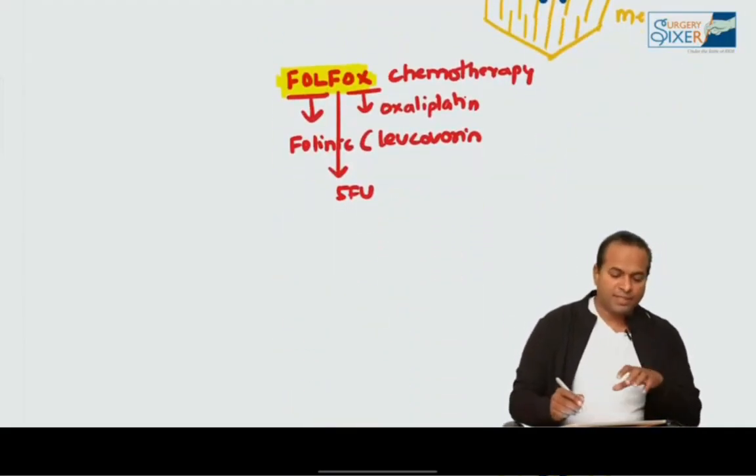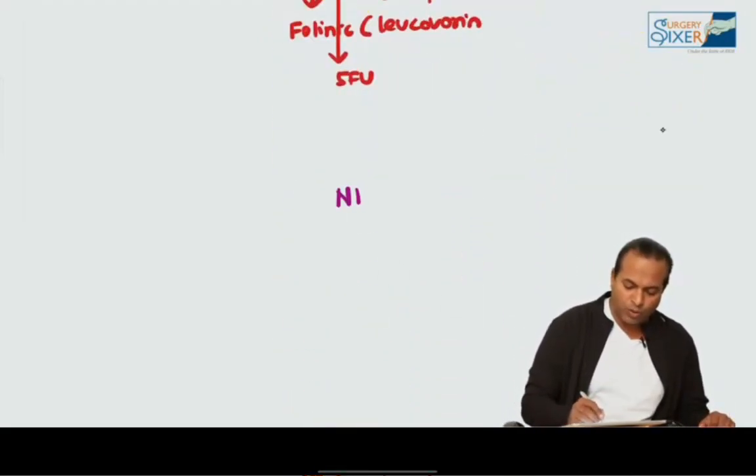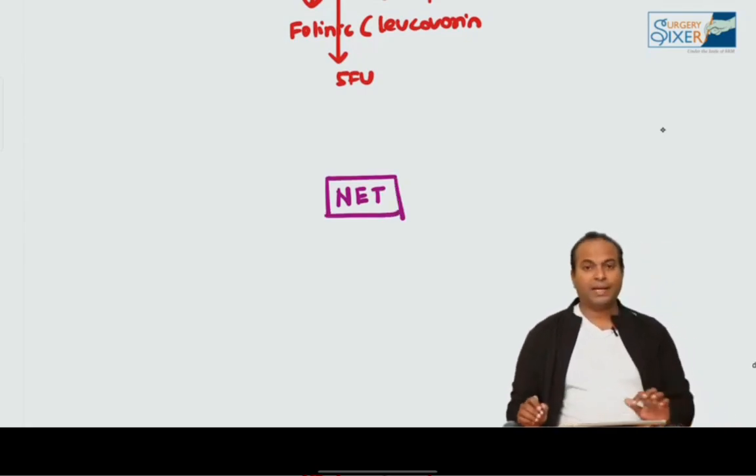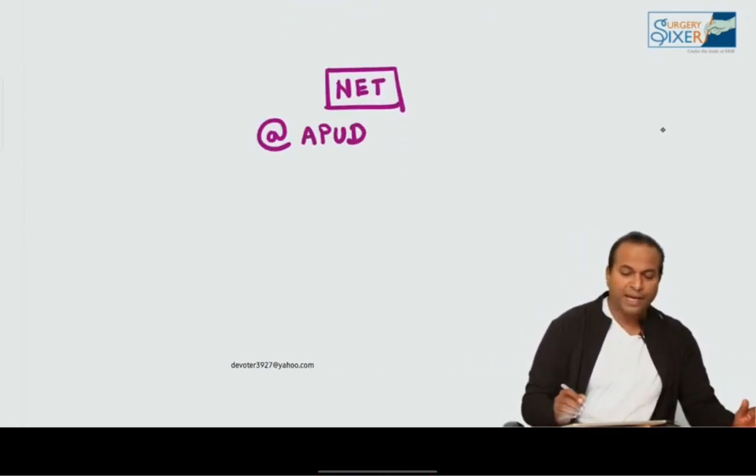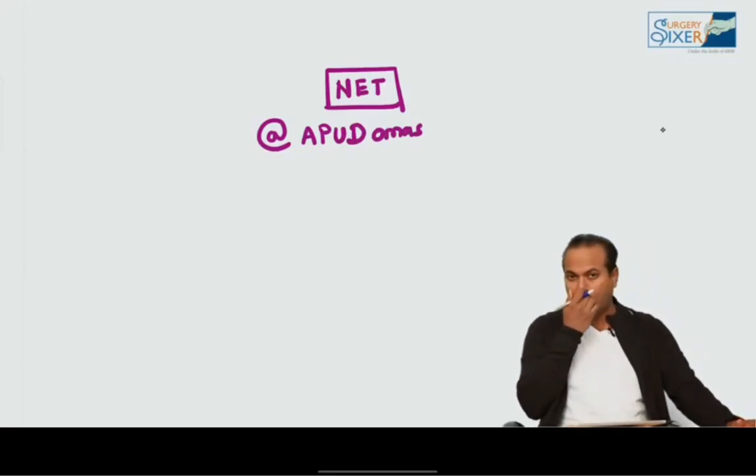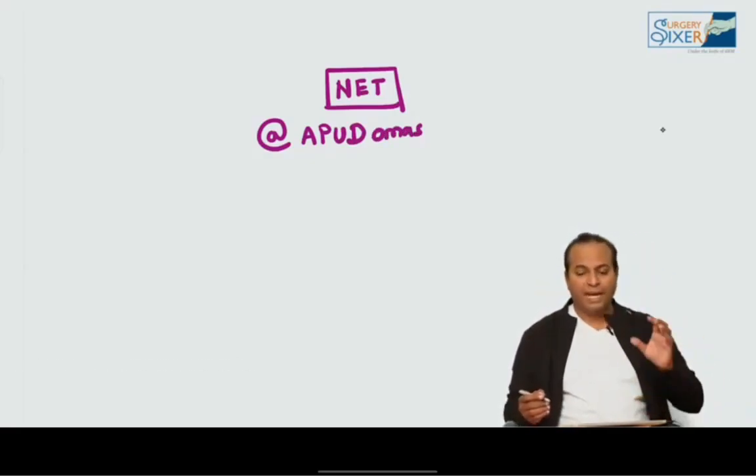And the purpose of this chapter is to discuss now the important tumor known as neuroendocrine tumors, also known as NET. So neuroendocrine tumors are also known as APUD tumors, apudomas. Neuroendocrine tumors are also known as amine precursor uptake and decarboxylation tumors.